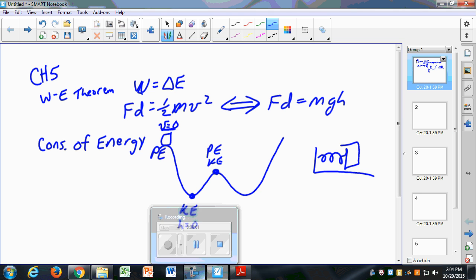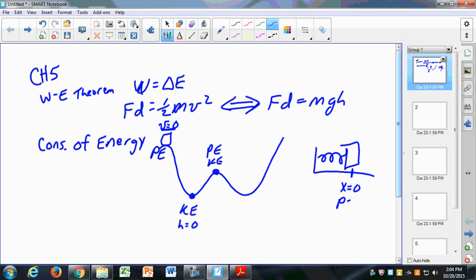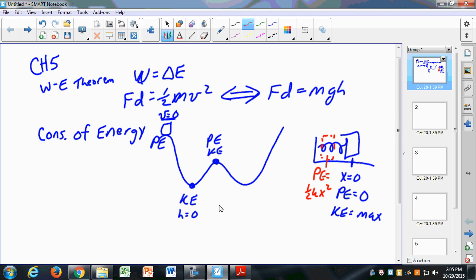And then a similar thing with the spring. If I'm at my equilibrium position right here, my elastic potential energy is equal to 0. My kinetic energy is at its maximum. If I'm at some other position, say over here, where the spring is compressed, I have potential energy, and that's equal to 1/2 kx squared. Okay, so you'll have conservation of energy, work-energy theorem.